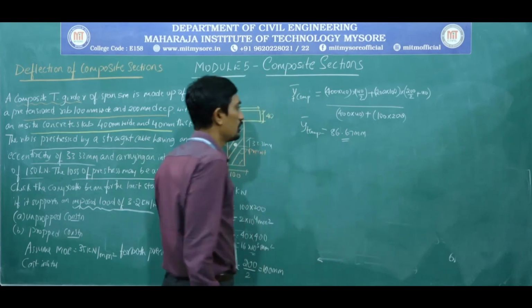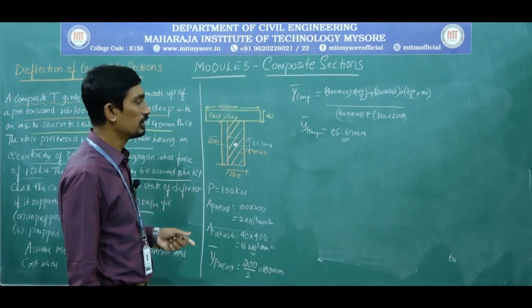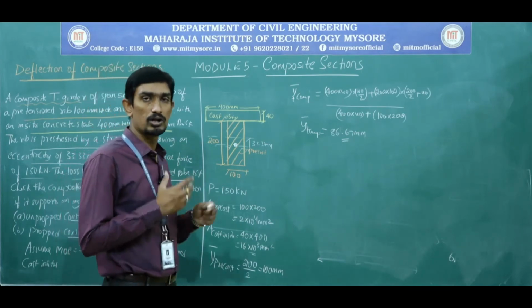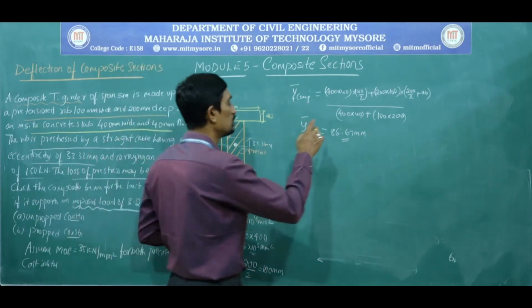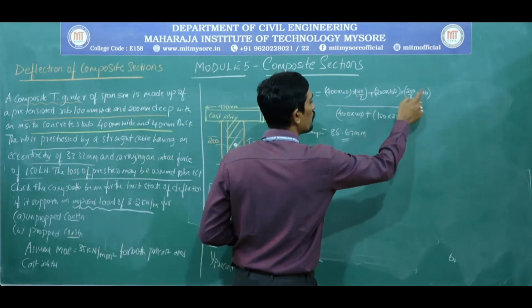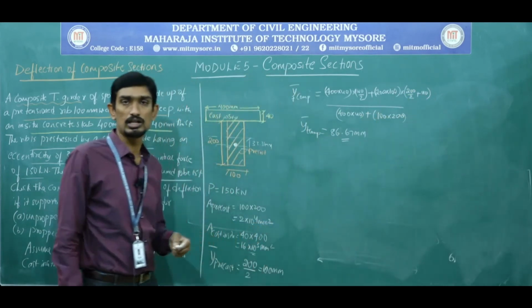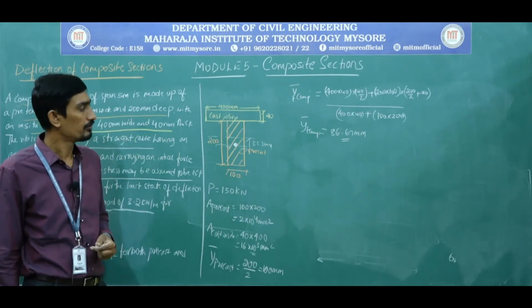Now if the modular ratio varies for this, what will be the change in the step? If I give a modular ratio of 1.25, then the change here is you need to multiply this with 1.25 and this with 1.25. That is the equivalent area of the composite section. Did you get my point?